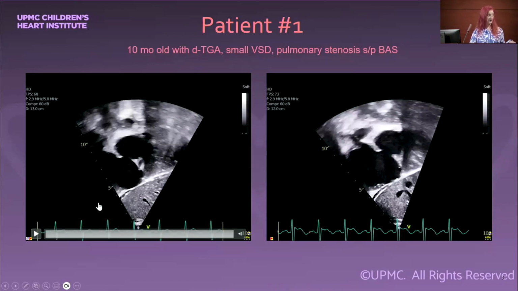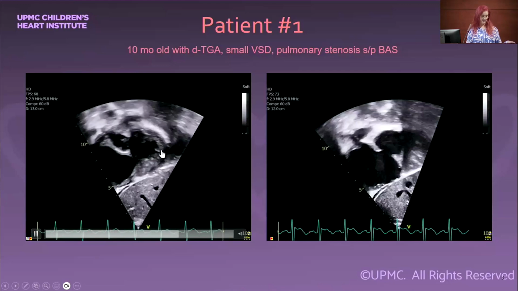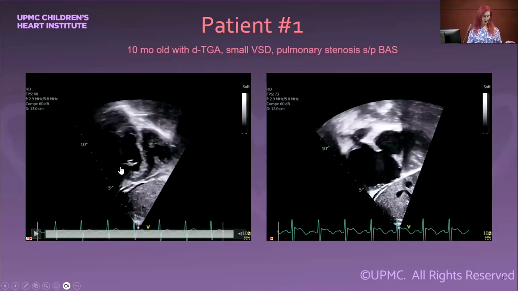This first sweep here on the left is a subcostal four-chamber or coronal. It's going to be head, feet, right, left. We're sweeping from posterior to anterior. Here's the RA, and here's the LA, and there's the ASD from the balloon atrial septostomy. As we sweep, we'll see the LV, and then over here is the RV.